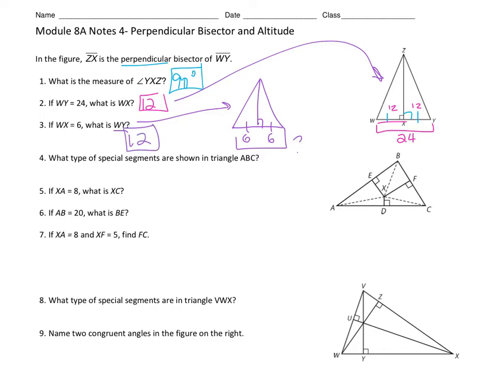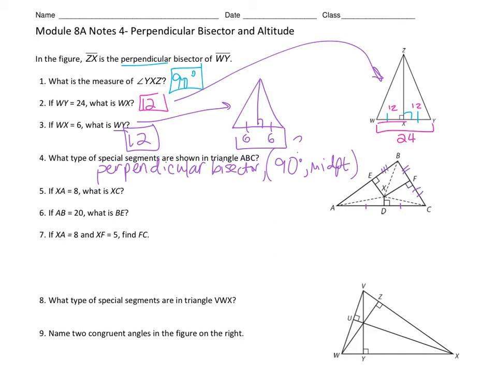For number 4, we need to look at this next triangle, triangle ABC, and we need to determine what type of special segments these three lines are in our figure. We can see that they're 90 degrees, but if I extend it up, it does not go through the vertex, so it's not the altitude, but it's going to be the perpendicular bisector. That means it also goes through the midpoint on each of those sides.